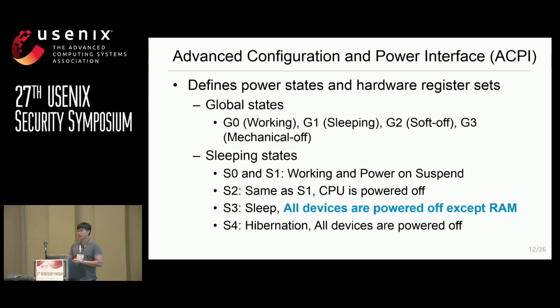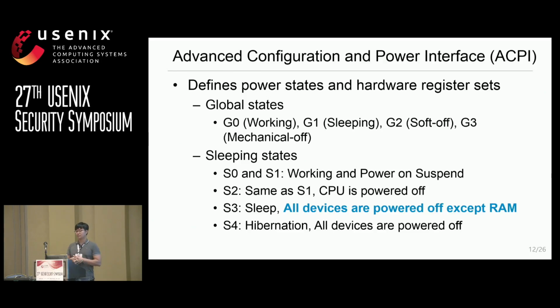Advanced Configuration and Power Interface, or ACPI, is an open standard for architecture-independent power management, and it is related to the vulnerabilities we found. ACPI defines power states and hardware register sets for them. It also defines 4 global states, such as working, sleeping, soft off, and mechanical off, and 5 sleeping states, such as working, power on suspend, sleep, and hibernation. The critical point of ACPI is powering devices off.